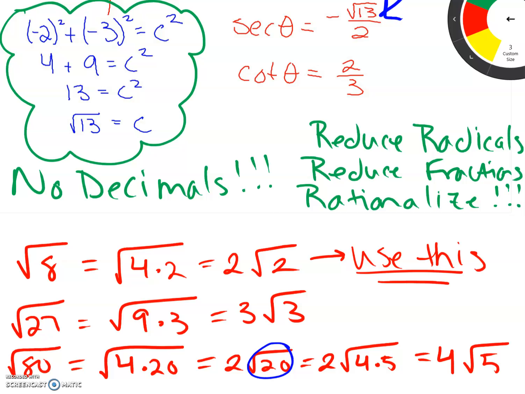Okay? Then if you were rationalizing with something like this, you would only multiply the top and the bottom by the square root of 5. You wouldn't have to use the 4, just the square root.